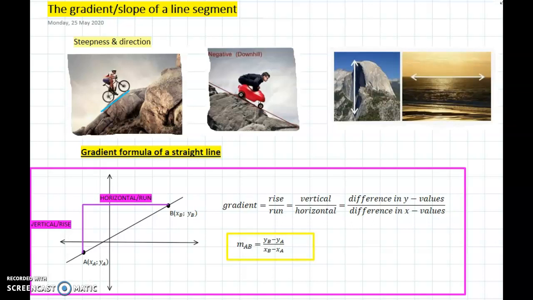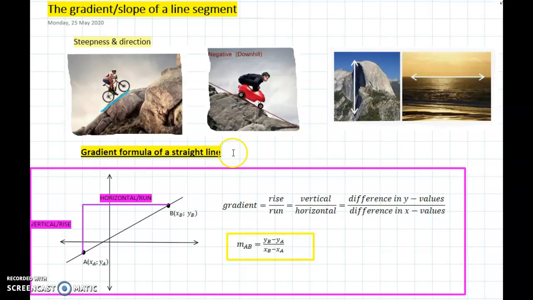Our grade 10 lesson today is the gradient, or the slope, of a line segment. Now, what is gradient? Gradient measures the steepness and the direction of a line. So here you can see this is quite steep and it's going uphill. This is so steep but it's going downhill. This is vertical and that's horizontal. Reminds me of the horizon.